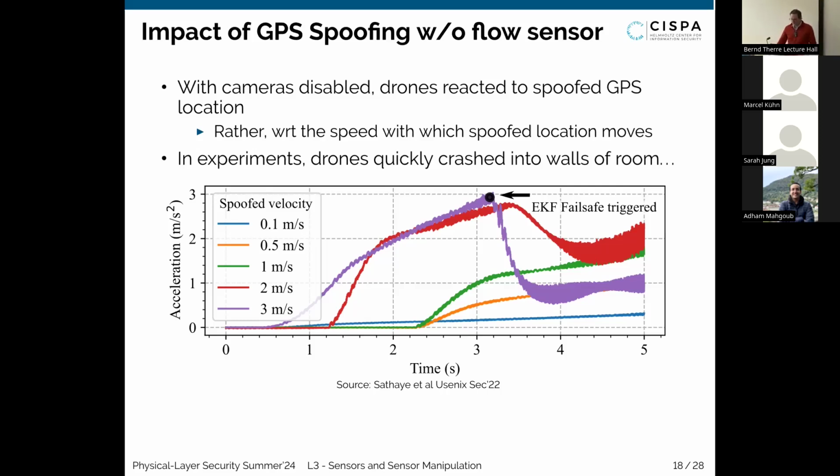So if you now want to guide a victim drone to a specific location, you have to start spoofing a location which is in the opposite direction, essentially. And then you also have to make sure that you update the spoof location in such a way that you control the drone to take the right actual physical movements. Yes, question?